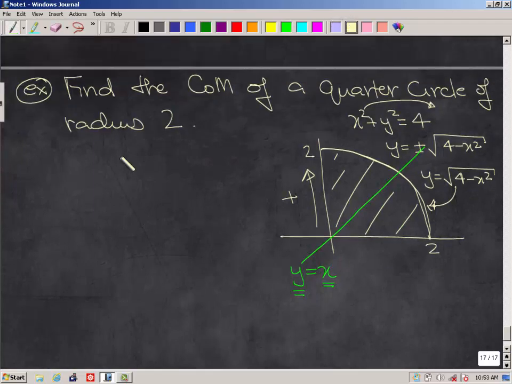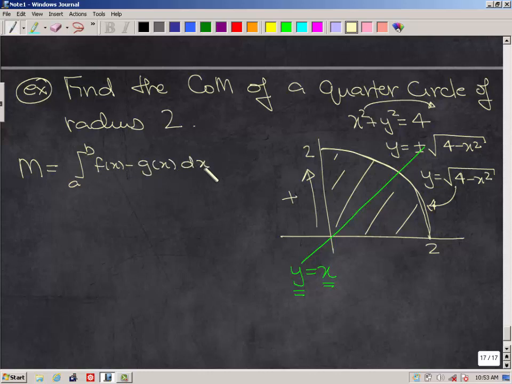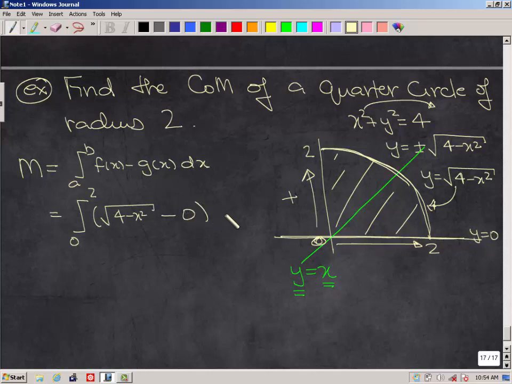To find the center of mass, I need to find the mass first, and the mass is given by the integral from a to b of f of x minus g of x dx. Now let's take a look at it. f of x is your outer curve, and where are we going to integrate from? From 0 to 2. The curve goes from 0 to 2 here. f of x is the outer curve, which is given by this. So we have the square root of 4 minus x squared minus the inner curve. The inner curve would be this bottom one, which is what? y is equal to 0. Isn't that the bottom curve? So we have 0 dx. So we end up with this integral.